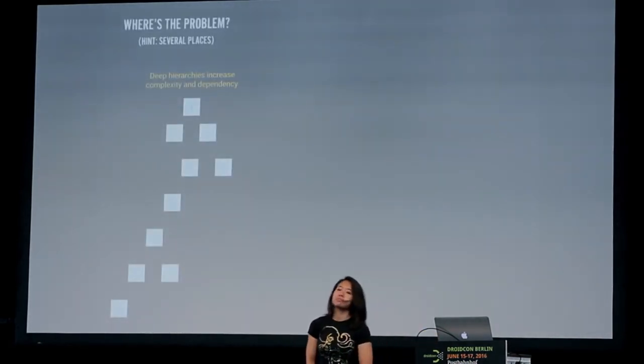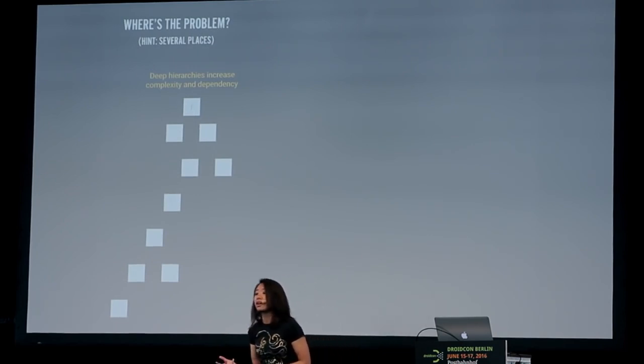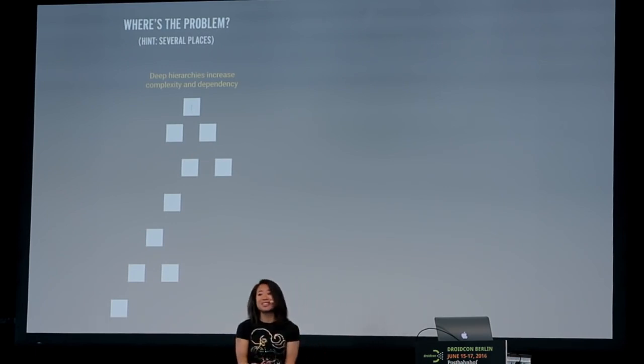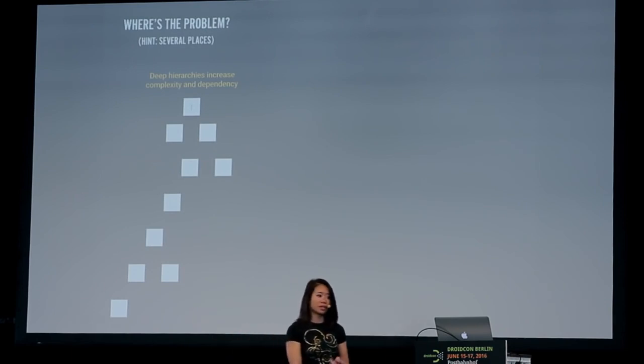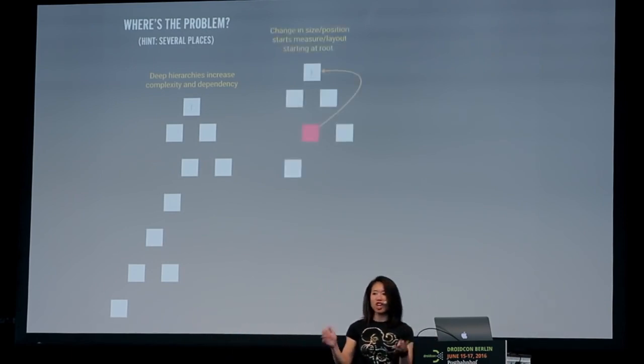And where can those problems pop up? Well, again, depth. The deeper your view hierarchy, the more heavily nested things are, the more interdependencies, the more things relate to each other, the more processing is needed to actually handle that layout and put it up on the screen. Another place problems can come up is change.